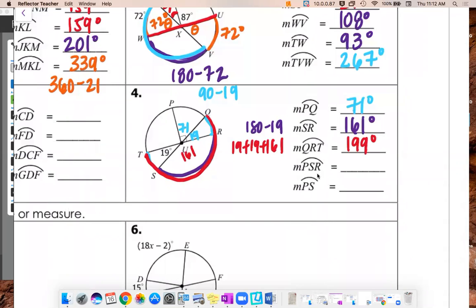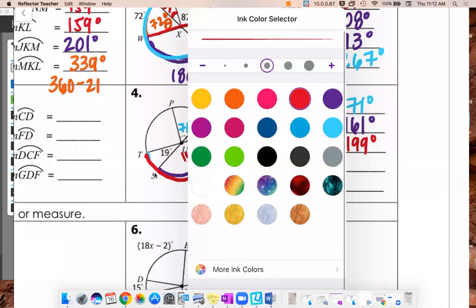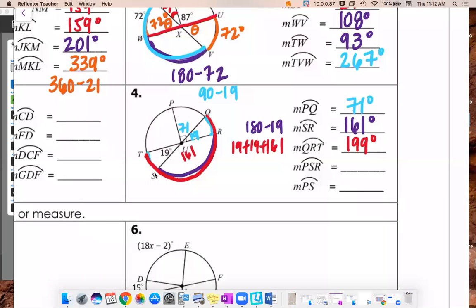And then we want measure of arc PSR. So PSR is going to be, let's see, what's the color? We haven't used this guy. PSR is going to be this whole thing. So we know that this angle is 90 degrees. So I'm just going to take the full circle and subtract out this 90 degrees. So 360 minus 90, this should be 270 degrees.